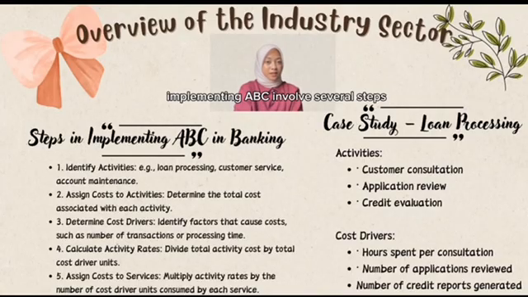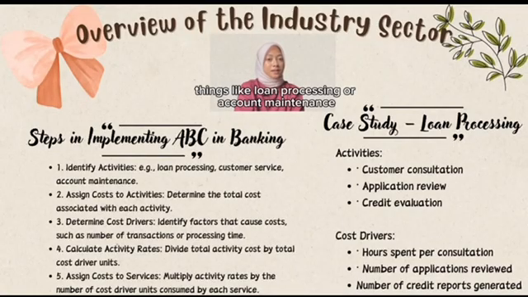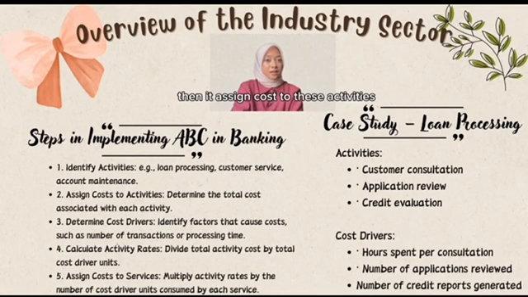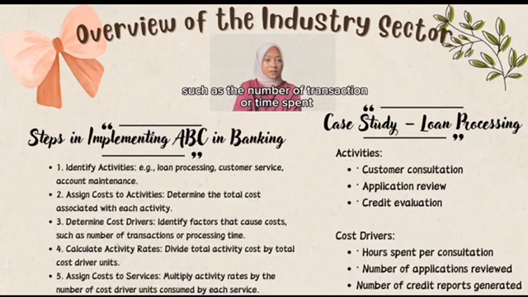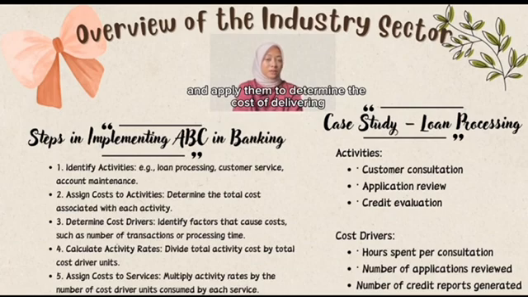Implementing ABC involves several steps. First, the bank must identify all relevant activities, things like loan processing or account maintenance. Then it assigns costs to these activities and identifies cost drivers, such as the number of transactions or time spent. With this information, the bank calculates activity rates and applies them to determine the cost of delivering specific services.